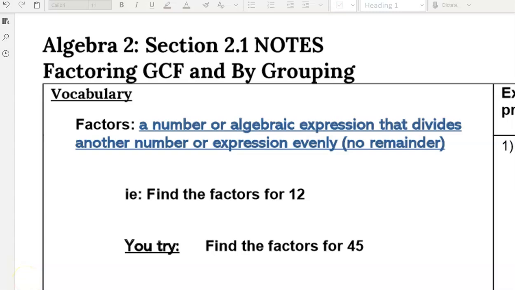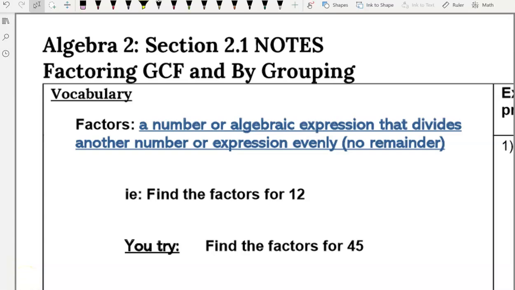All right, guys, so we are now on Unit 2. So we are starting out with Section 2.1 notes, factoring the greatest common factor, short for GCF, and by factor by grouping, okay? So we have some vocabulary here.